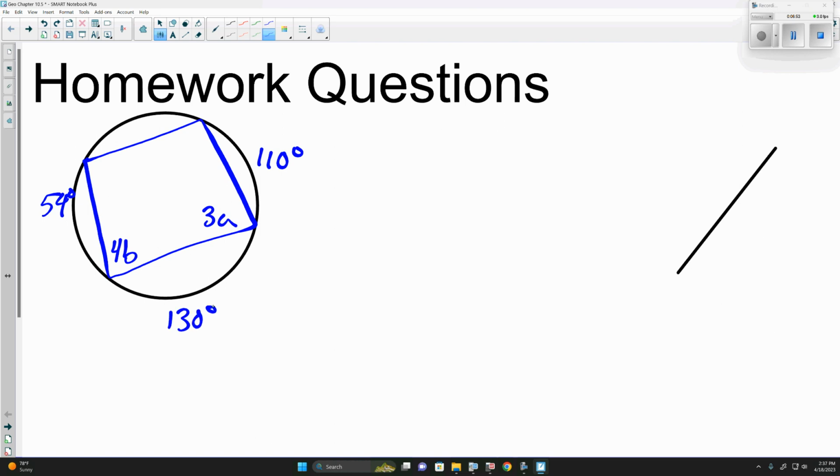And then here's 130. So for this one here, we want to find the values of A and B. Now we know that the angles across from each other inside this quadrilateral do add up to be 180 degrees. Now, they told us that these two here, one of them's 54, the other is 130. So together, they're going to be 184 degrees.